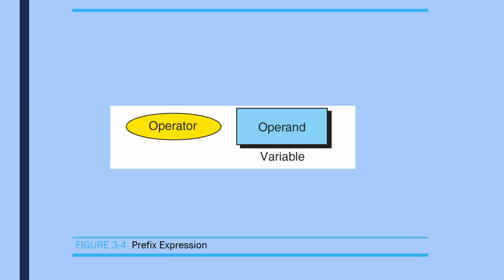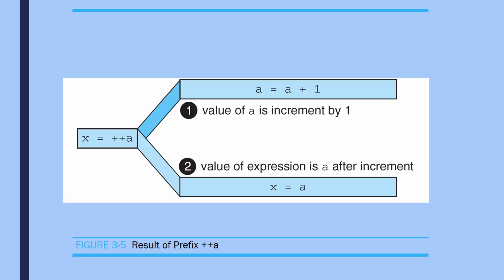Now, for the prefix expression, we have the operator at the beginning, followed by the operand. Take note, the operand must be a variable. And we have here the figure that shows the results of prefix plus plus a, in which the result of the expression will be stored to x. Now, again, there are two steps to perform the expression. First is the value of a is incremented by 1. That is, a is equal to a plus 1.